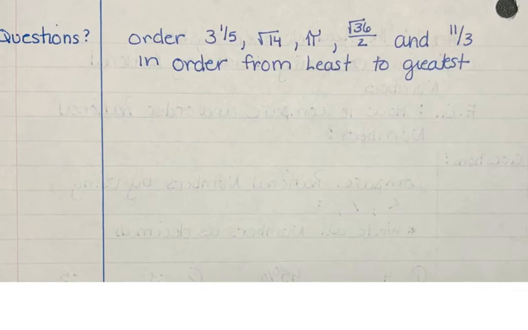At this time, I want you to pause the video and try this one on your own. It says order 3 1/5, square root of 14, pi, the square root of 36 over 2, and 11 over 3, in order from least to greatest.